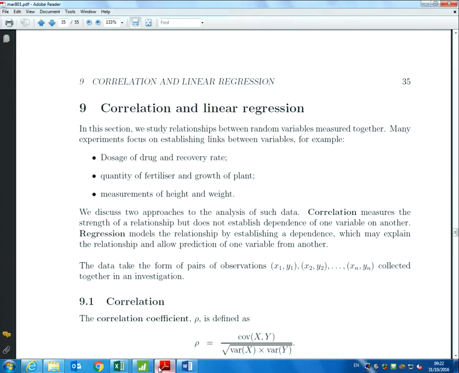Right, so this new subject, correlation and regression. Okay, what I'd like you to do is just read that first paragraph.